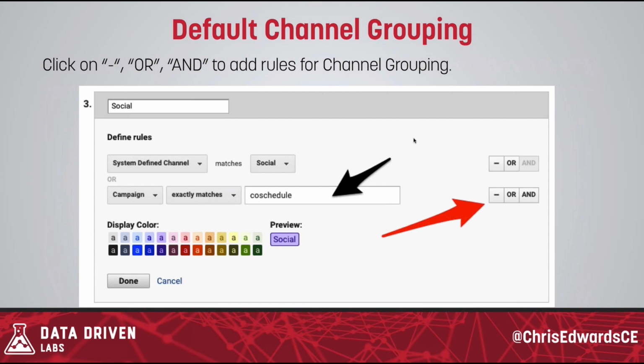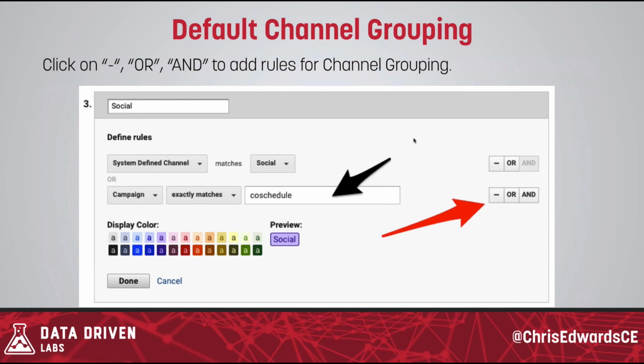But if you want to add another item to it, you can click on the minus sign, which means to exclude, the or sign, which means if it matches system defined channel or it matches this other item we set up, or you can do and. Remember, if you do and, it means both have to match versus or means one or the other can match.